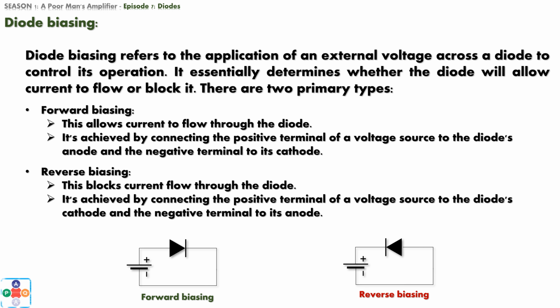Forward biasing allows current to flow through the diode. This is achieved by connecting the positive terminal of a voltage source to the diode's anode and the negative terminal to its cathode. Reverse biasing blocks current flow through the diode. This is achieved by connecting the positive terminal of a voltage source to the diode's cathode and the negative terminal to its anode.